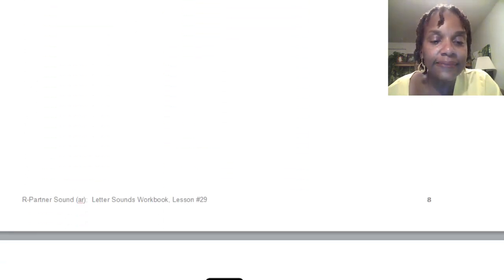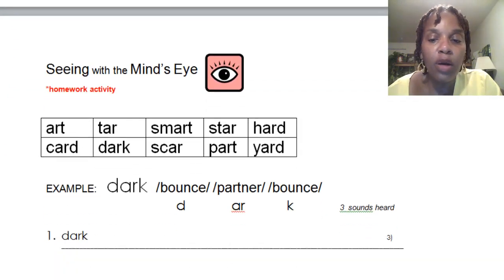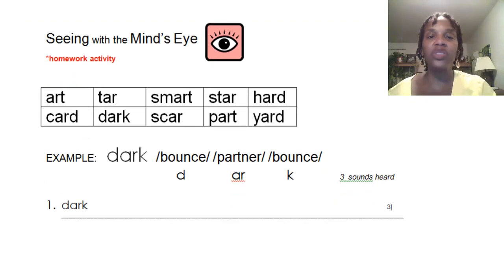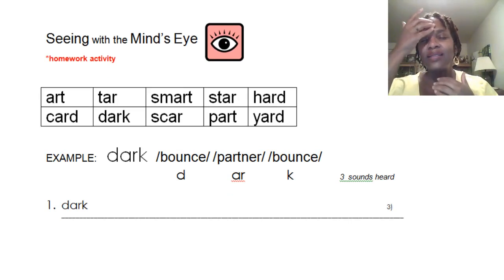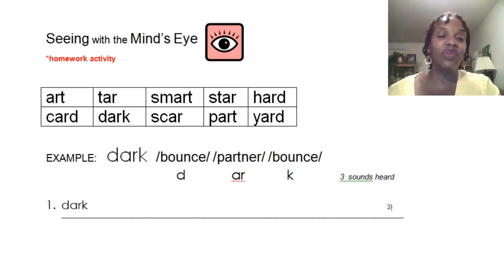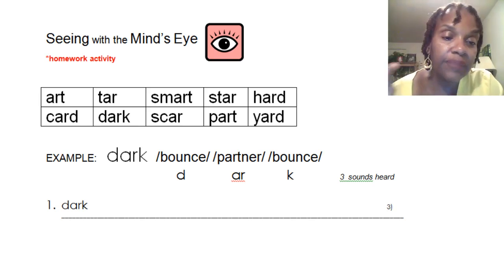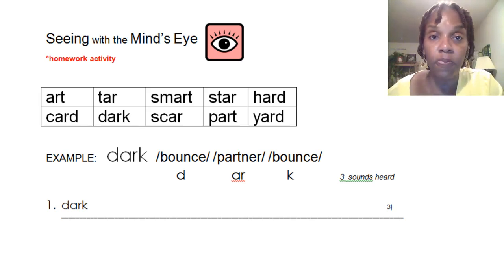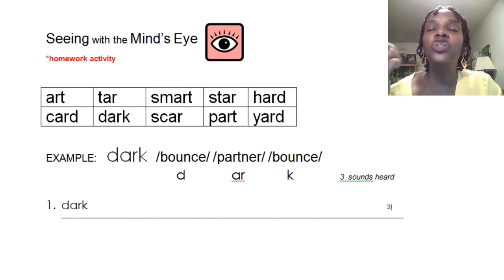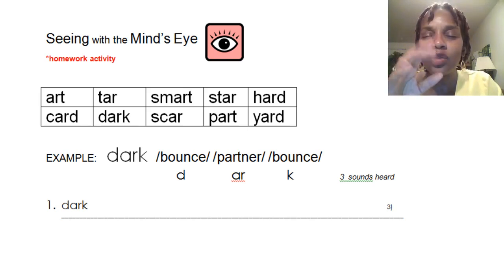Moving right along. More homework, and this time I want you to see the partner sounds and see all the sounds in your mind's eye. That's that eye right here in your mind, okay? So the very first thing you're going to do is look at the word. Then you're going to sound it out. Then you're going to close your eyes. And you're going to count how many sounds you hear. You're going to say it and count it. So the example, keep your eyes closed.